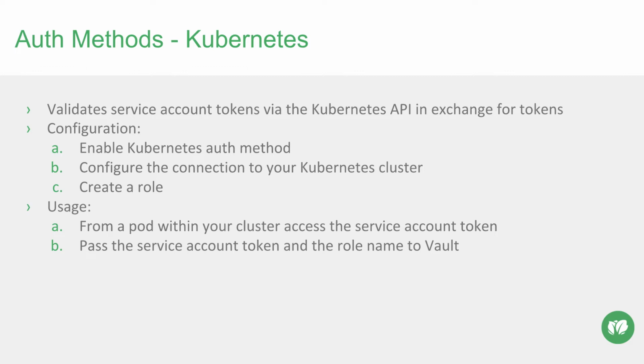So to configure this, you enable the auth method, then you configure the connection from Vault to your Kubernetes cluster. So you have to give it the URL for the Kubernetes API. Generally, you give it the CA cert used to connect to the cluster. This is stuff that you would find in your kube config. And then you give it a service account token optionally. You don't have to do this.